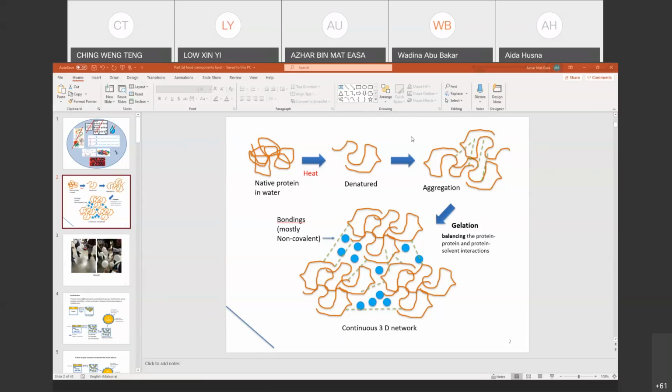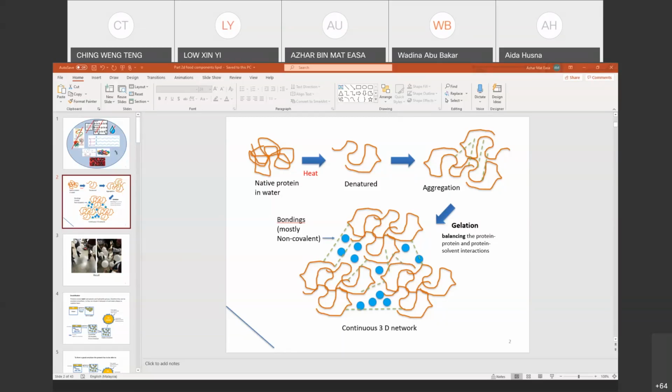By forming these bonds, mostly non-covalent, they cause the entrapment of water. So the water got entrapped. The water cannot go anywhere, and it becomes gel. The gel becomes a continuous network. And gelation is defined as the balancing between protein-protein interactions and protein-solvent interactions.